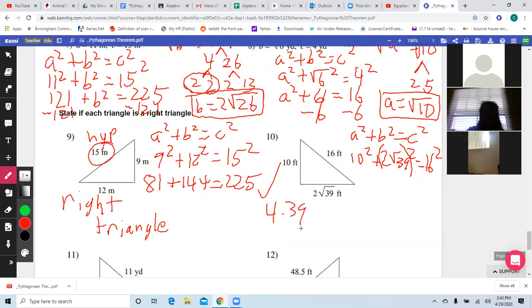So this becomes 100, and then 4 times 39 is 156, and then 16 squared is 256. And so now you just ask yourself, is 100 plus 156 256? Yes. So this is going to be a right triangle.